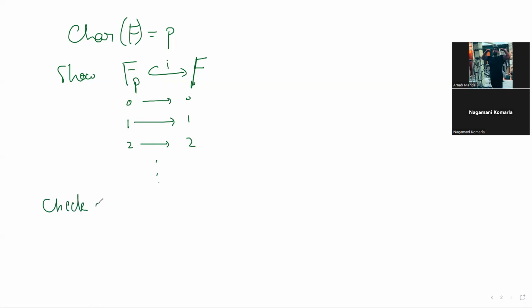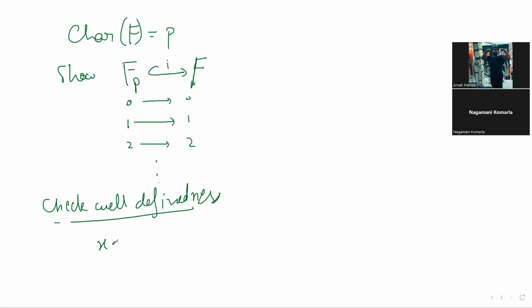Check well definedness. So why do you have to check well definedness? Well, because this 2 represents an equivalence class, correct? 2 plus p is also 2. So you have to check well definedness. And how do you check well definedness? Well, you just do as you do.